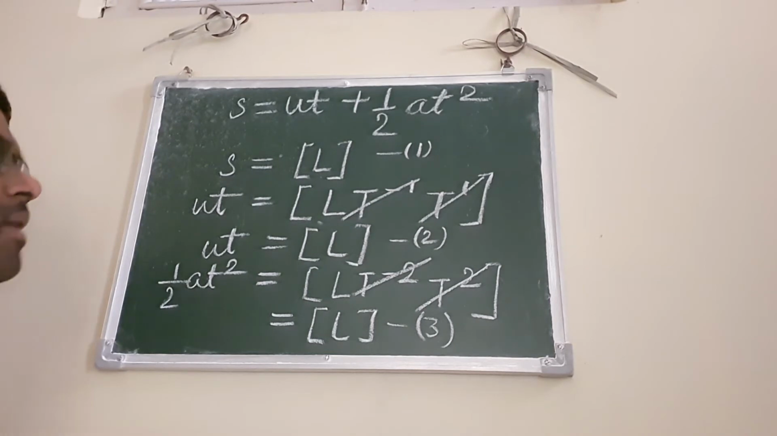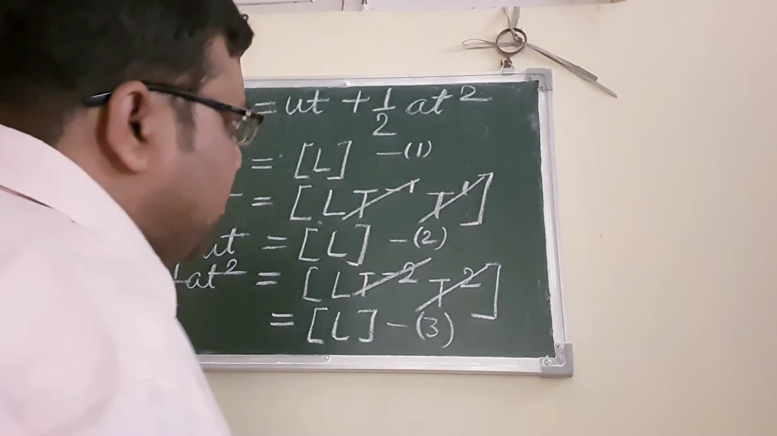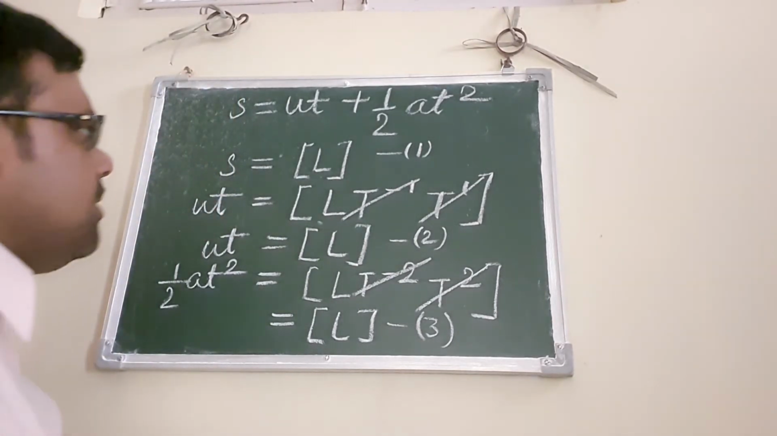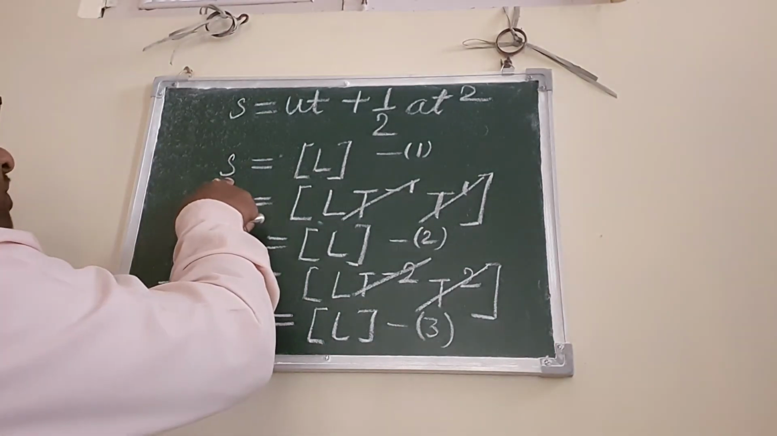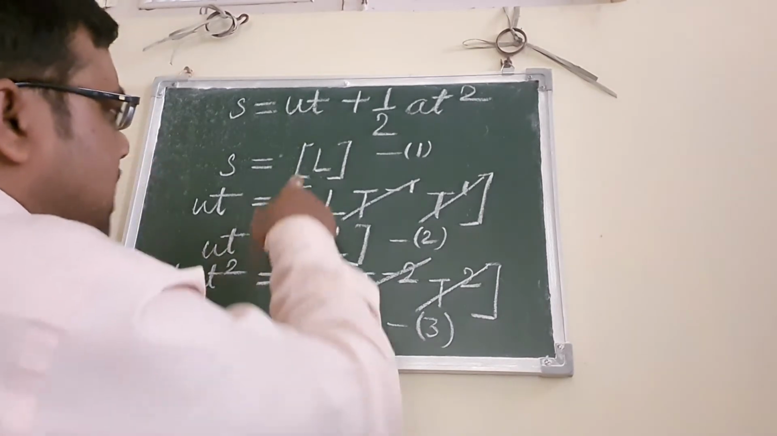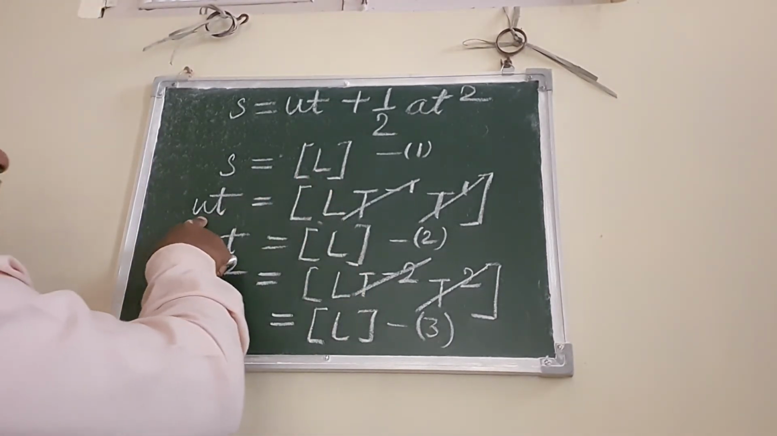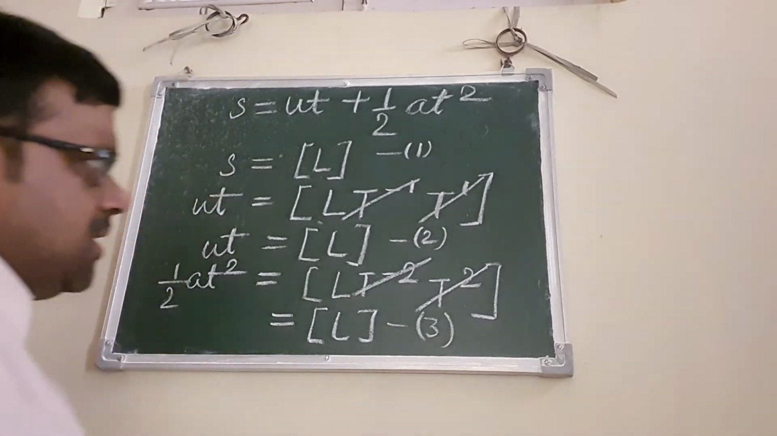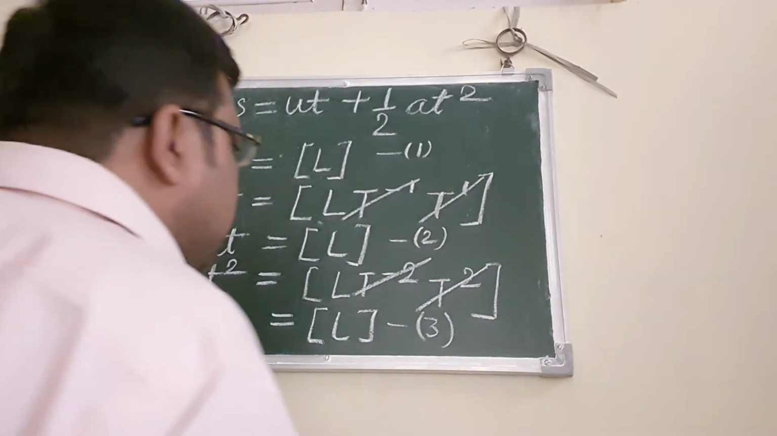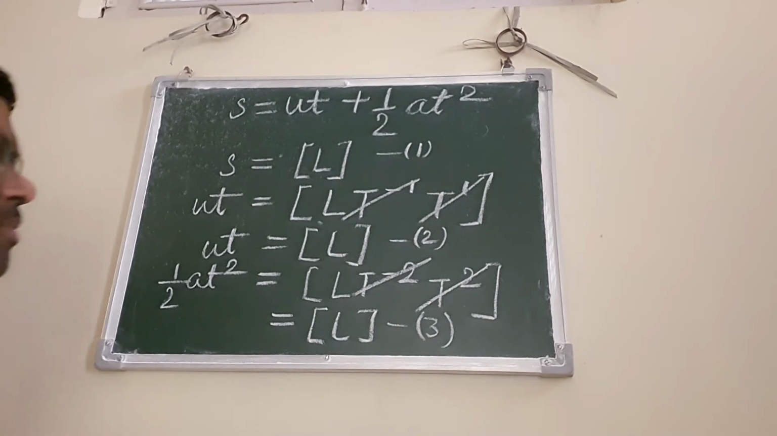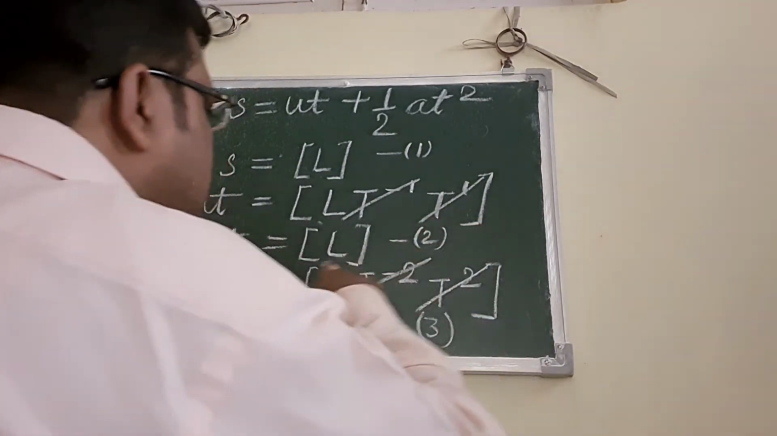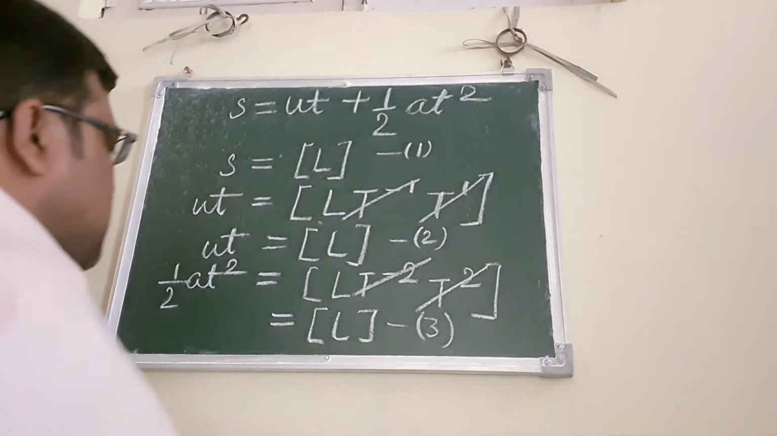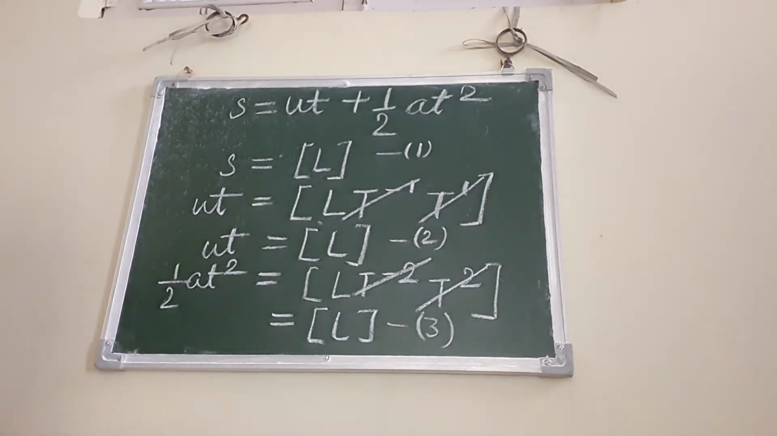To find whether the equation is dimensionally correct or not, we have to find the dimension of each term, and if they come same, then it is dimensionally correct. So first finding the dimension of s, as here is distance, so its dimension is L. Ut is the second term, u is the velocity, so its dimension is L t raised to power minus 1 into time t raised to power 1. So t raised to power minus 1, t raised to power plus 1 gets cancelled, so we get L. So the dimension of ut becomes L.